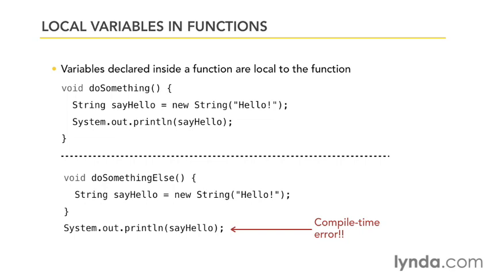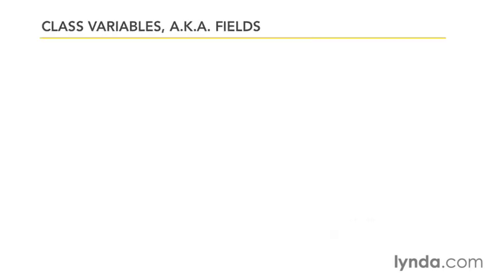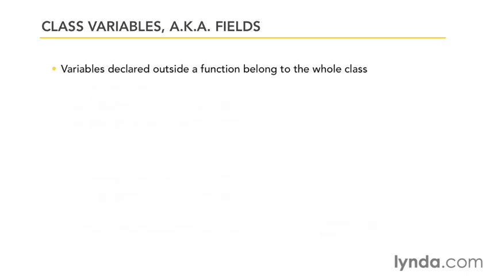There are times when you want variables to be available to more than one function or method at the same time. And there are a few different ways of doing this. One of the most popular is to use something called a class variable, known officially in Java as a field. When you declare a variable outside of the function, it belongs to the whole class, and it can be referenced by any function within the class.